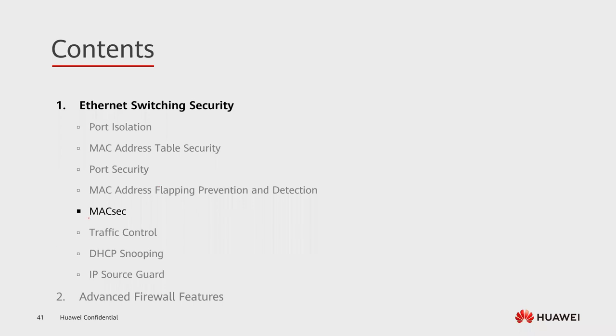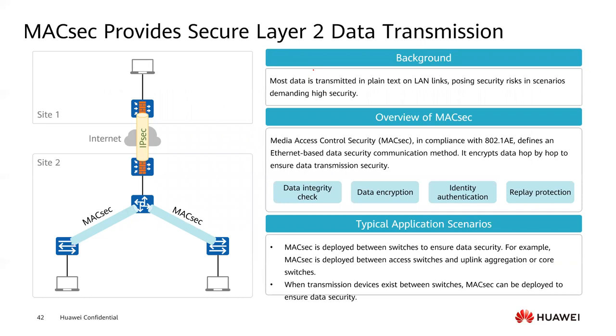And then it is MACsec. What is MACsec? You can just think of its name. If you know what IPsec is, you know what MACsec is. IPsec is between two IPs. So MACsec is between two links. What functions can it do? It can do data integrity check. It can do data encryption. It can do identity authentication. It can do replay protection. All the functions are the same as IPsec.